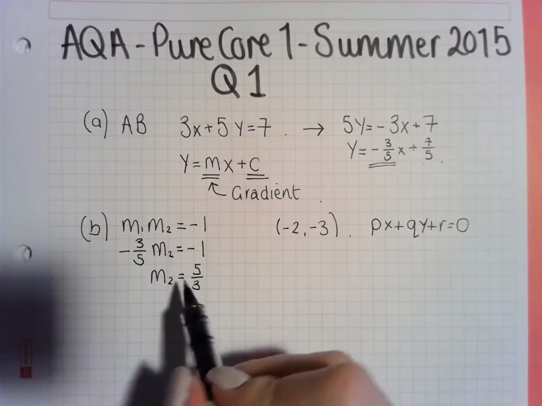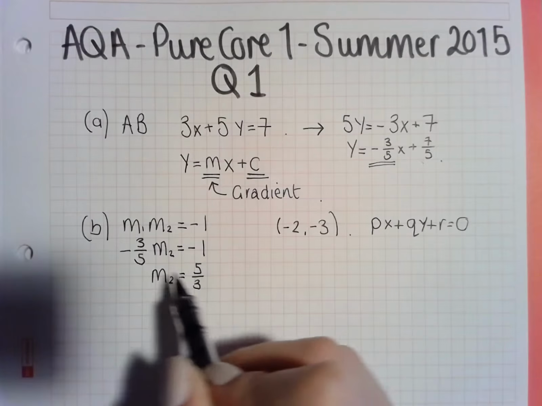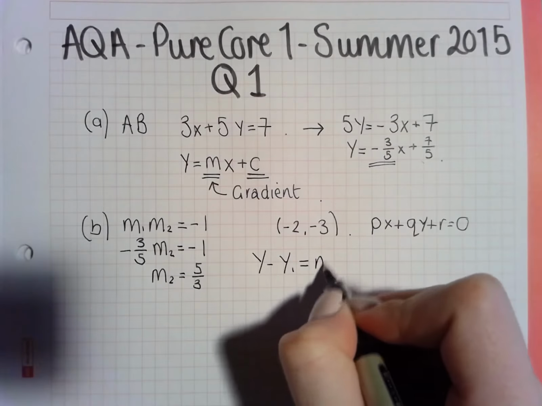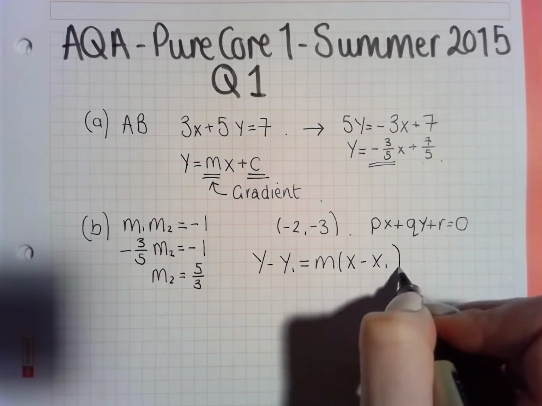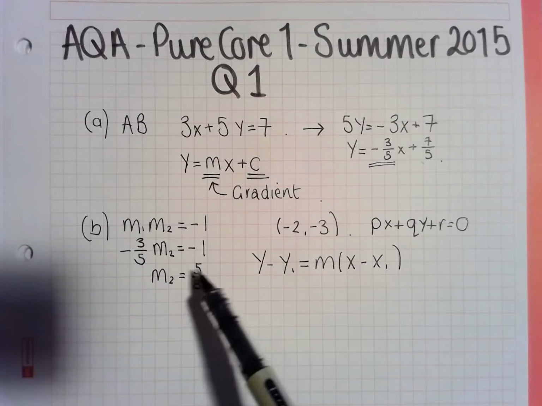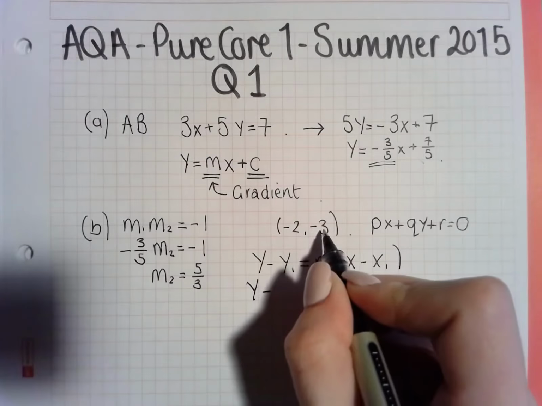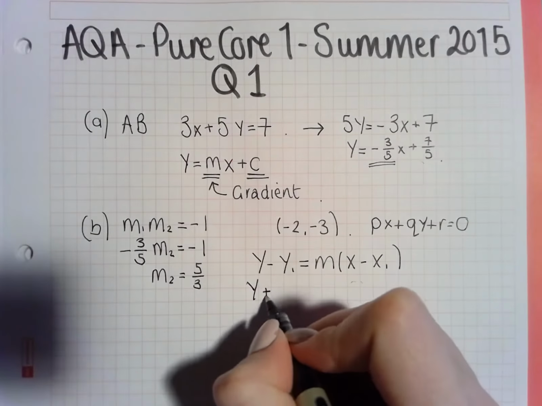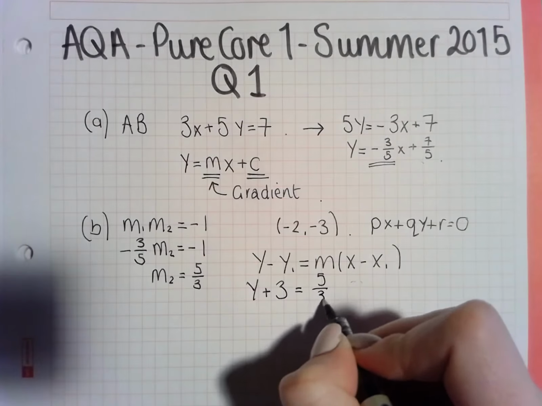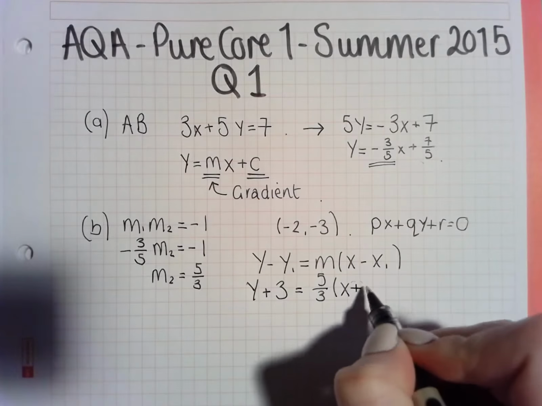We know that this is the gradient and we have 1 point. So if we have 1 point on the line and we have the gradient, we can use this formula, y minus y1 equals m, x minus x1, and we can plug our coordinates and our gradient into this formula to find our line. So let's do that. We have y minus the y coordinate, so minus minus 3 is plus 3, equals m, which is 5 over 3, x minus our x coordinate, which is minus 2, minus minus 2 is plus 2, right?